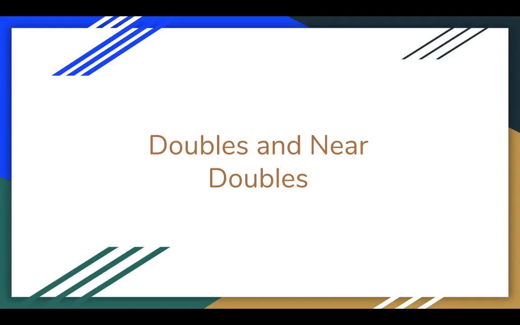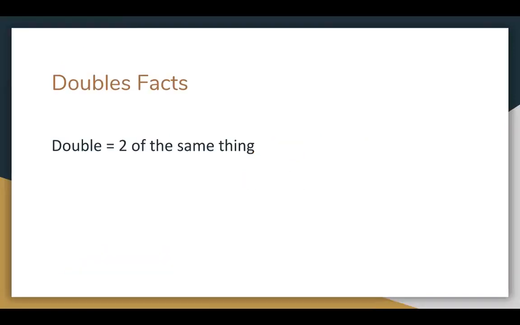In today's video, we're going to look at doubles and near doubles to see how doubles can help us solve near doubles. First, let's do a review of doubles facts. So remember that the word double means two of the same thing. So here's some examples of doubles facts. 5 plus 5, it's a doubles fact because we're adding two of the same number, 5 and 5.